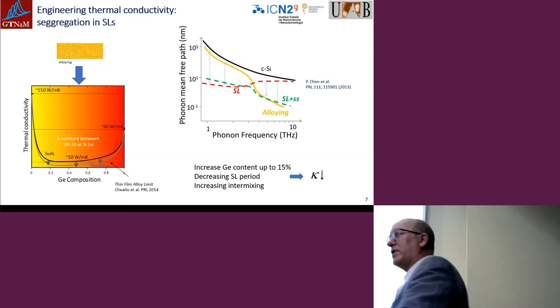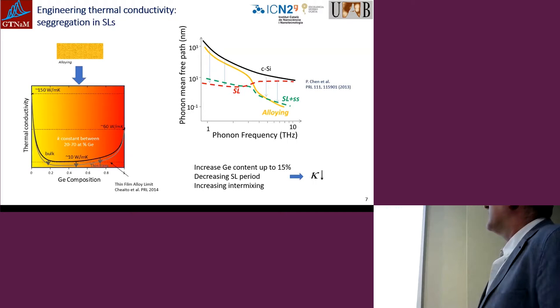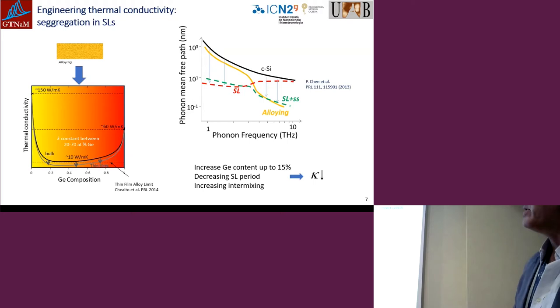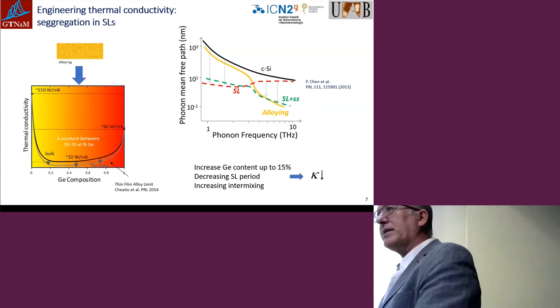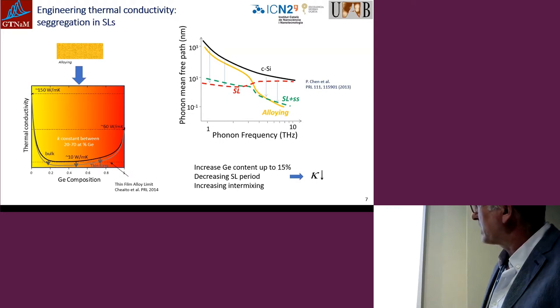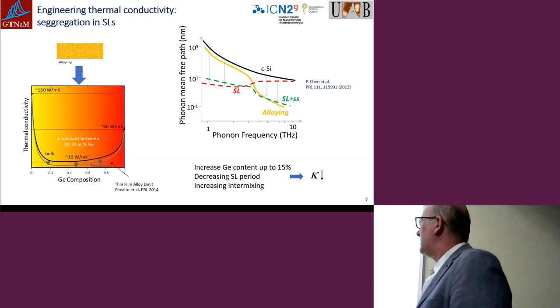Of course, you can get a reduction in the thermal conductivity by increasing germanium content, also by being in this region over here, by decreasing superlattice period. Superlattice period has an effect on the thermal conductivity in this region over here, the mid frequency phonons, and also by increasing, of course, the intermixing, in which you again are favoring the alloy and therefore reducing the thermal conductivity.